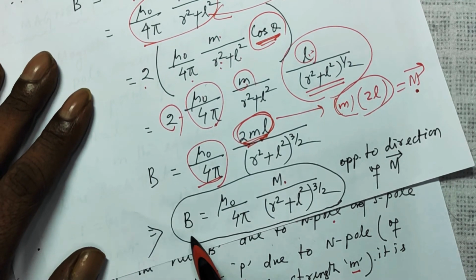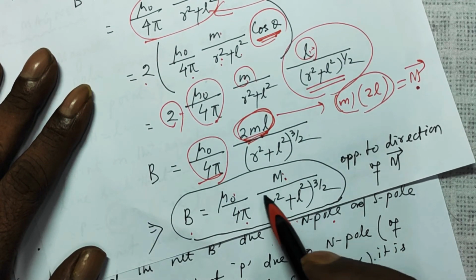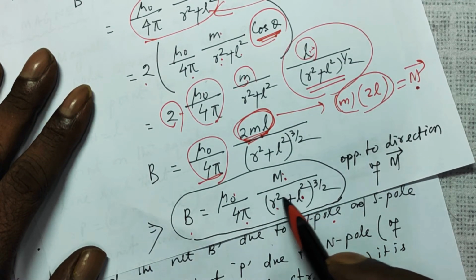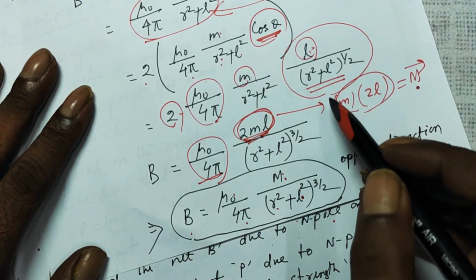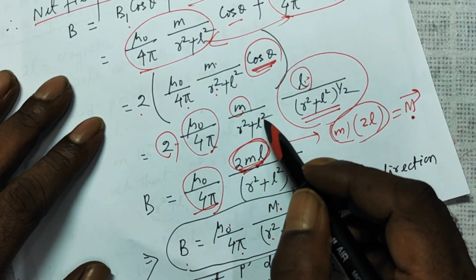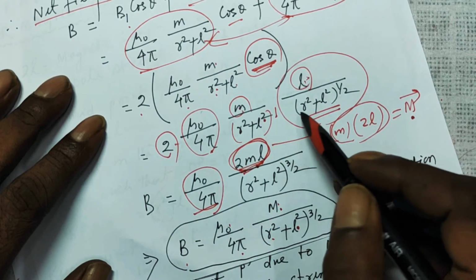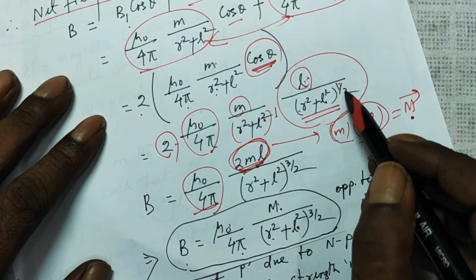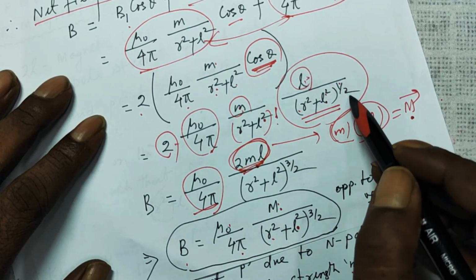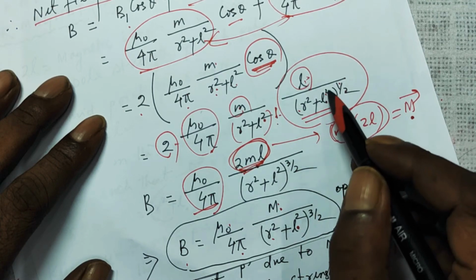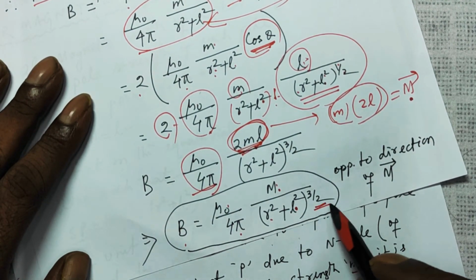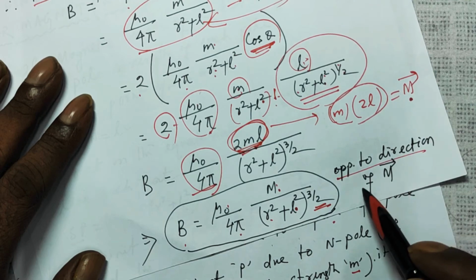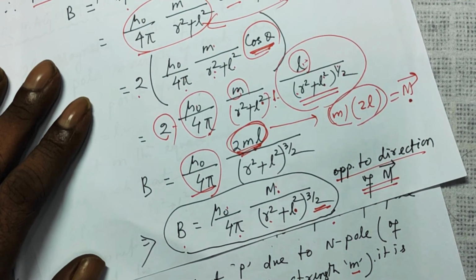So your net field B is mu naught over 4 pi, m over r square plus L square to the power 3 by 2. Why is it 3 by 2? Here is r square plus L square, power is 1. Here is r square plus L square, power is 1 by 2. So 1 plus 1 by 2 is the same thing as 3 by 2. And it is opposite to the direction of M.